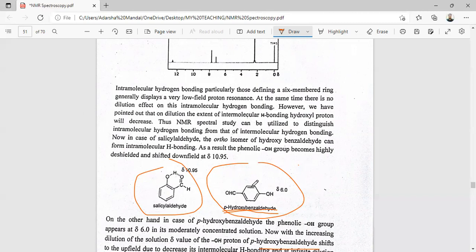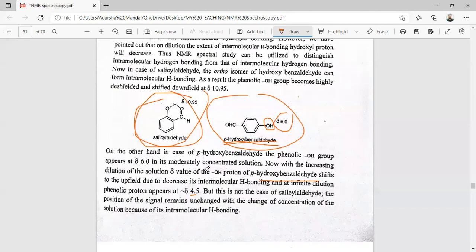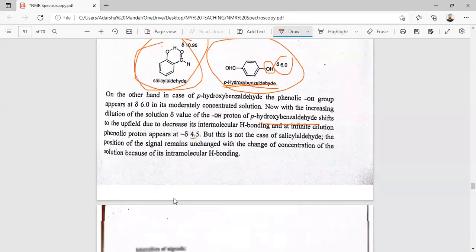When we dilute the solution, the chemical shift value of this OH proton changes, because the intermolecular hydrogen bonding will decrease, so it will come upfield. But for salicylaldehyde, the dilution has no effect on the hydrogen bonding, so it remains at a downfield value of 10.95 upon dilution. So that's why, by NMR spectroscopy, we can distinguish between inter and intramolecular hydrogen bonding of a molecule.